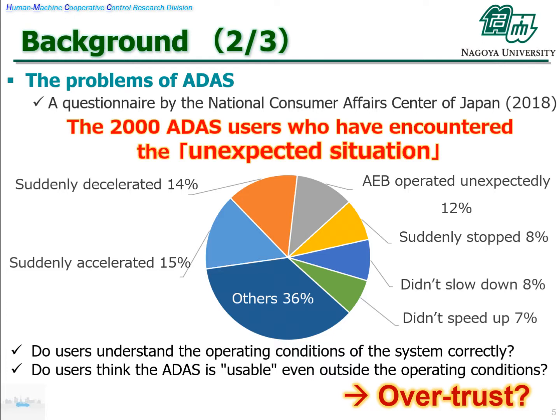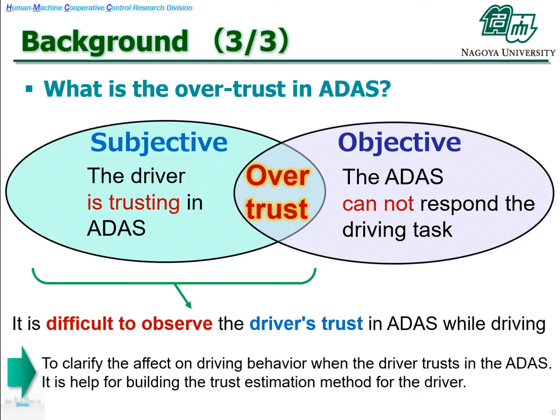So here, we have two questions. What is overtrust? And how does overtrust happen? For those two questions, we did a lot of investigations. Finally, we defined overtrust in ADAS in two dimensions. The first one is the driver is trusting the ADAS. It's subjective. And the second one is the ADAS cannot respond to the driving task. This one is objective.